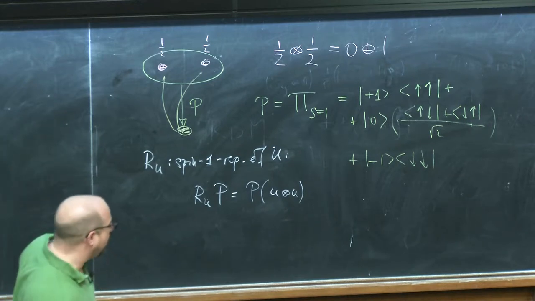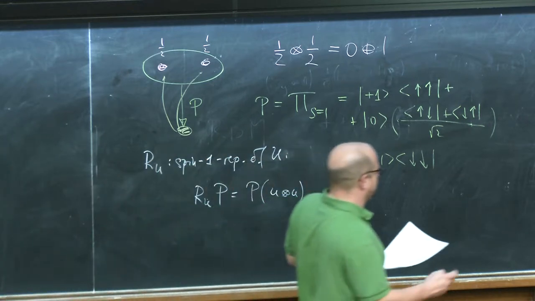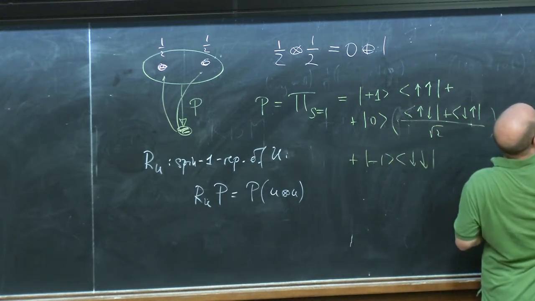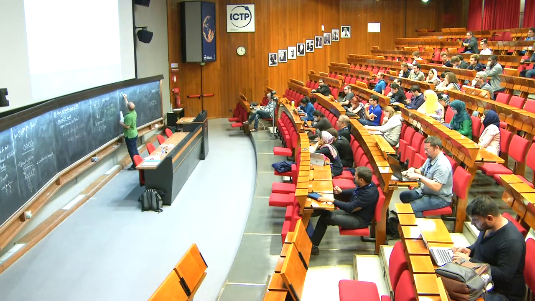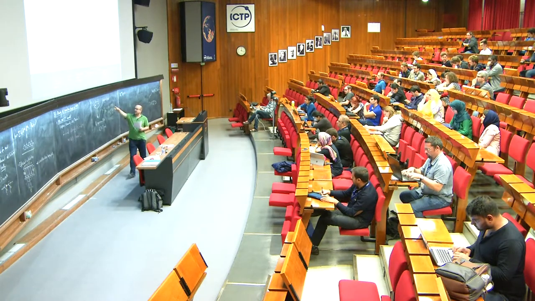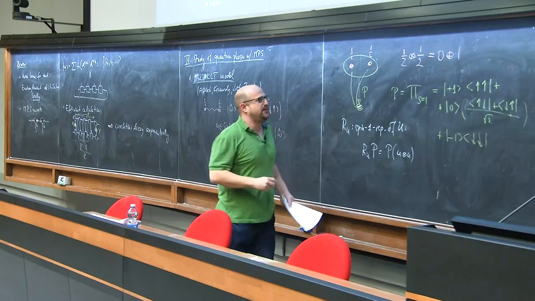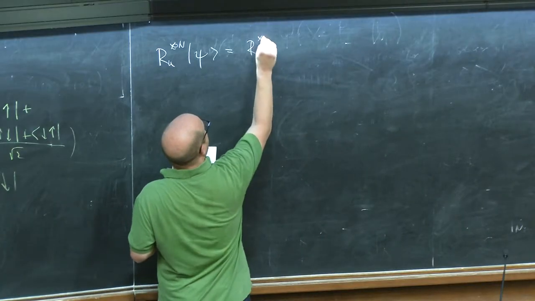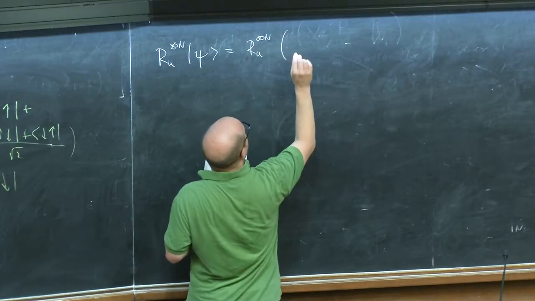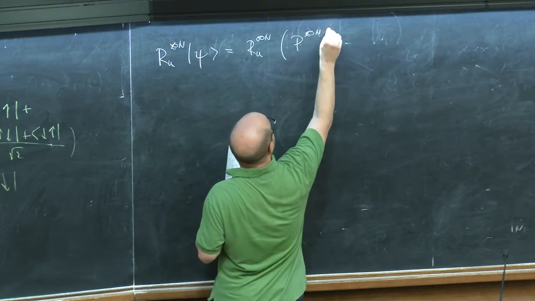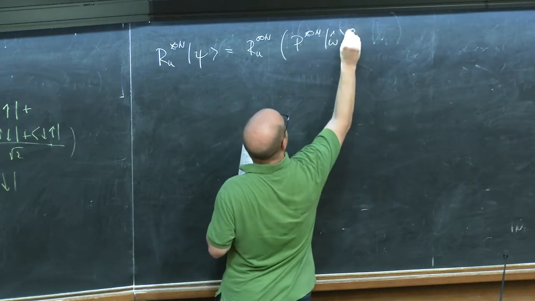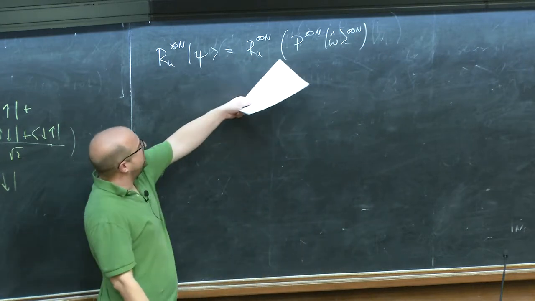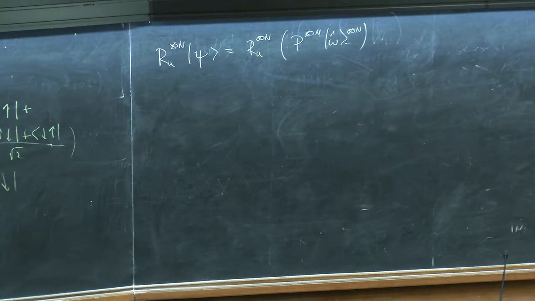So this implies that the overall wave function is invariant under rotation. If I rotate all the spins, and psi is the wave function constructed from this P, then what we have is R_U tensor N, and psi is P tensor N acting on omega hat tensor N. Now what we know is that each of these R_U satisfies this equation here.